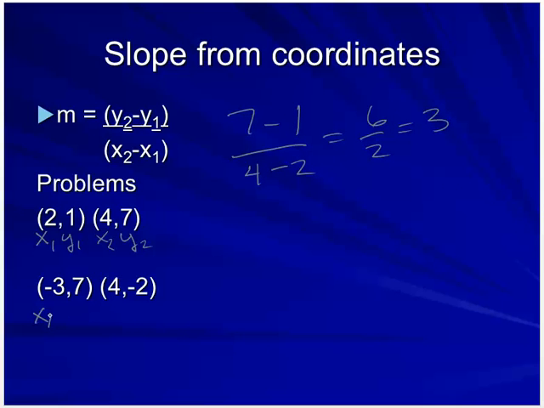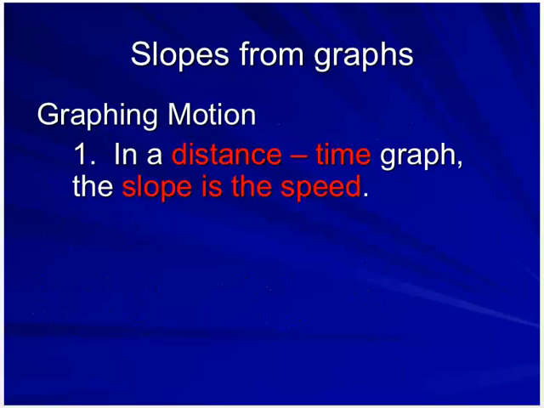Same thing here, x1, y1, x2, y2. So it becomes negative 2 minus y1, which is 7, over 4 minus negative 3. I'm going to go ahead and hit that, do a little negatives, and we get negative 9 over 7. So there's our slope.